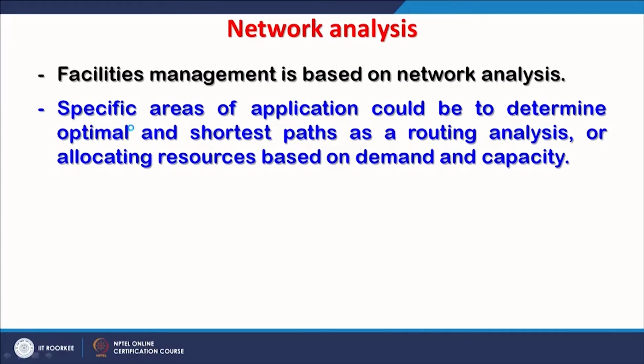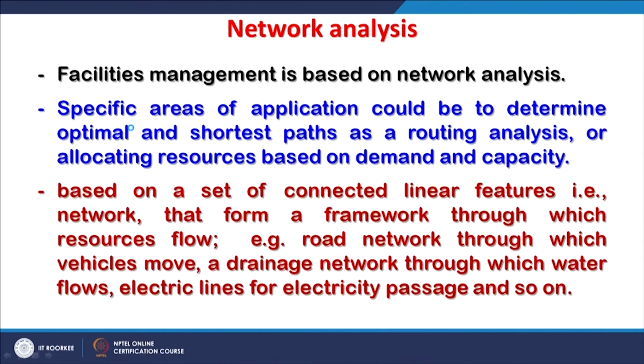So, specific areas which benefit, or applications, could be to determine the optimal and shortest path as routing analysis, and allocating resources based on demand and capacity, based on a set of connected linear features. For example, the network forms a framework through which resources flow, maybe a road network through which vehicles move, a drainage network through which water or sediments flow, electric lines for electricity passage, and several other such applications.